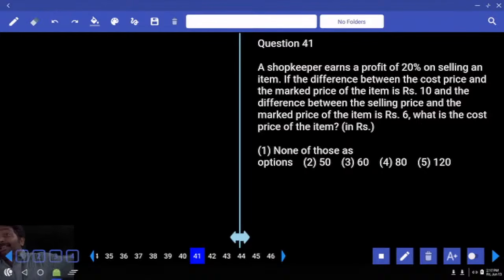So market price must be the highest value with respect to cost price, with respect to selling price, correct?